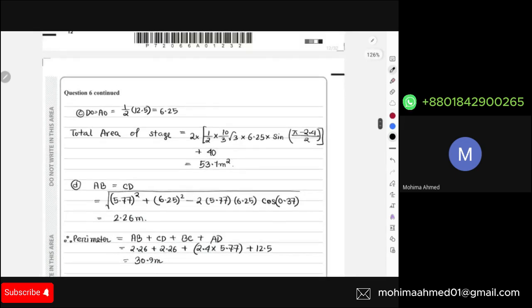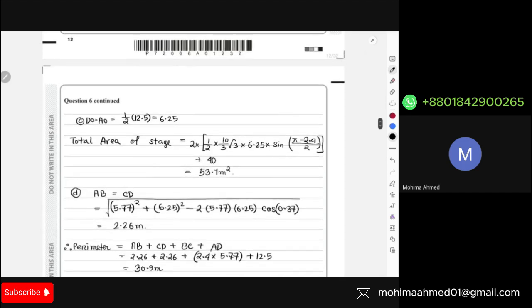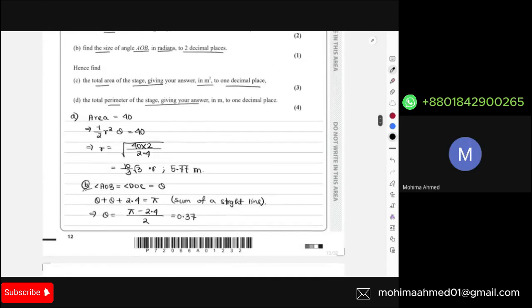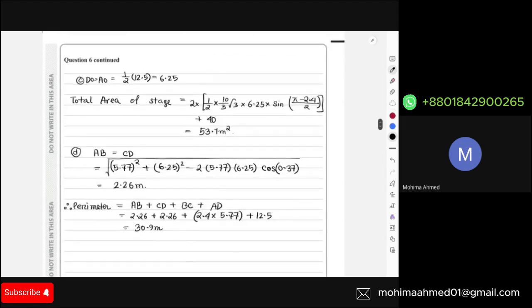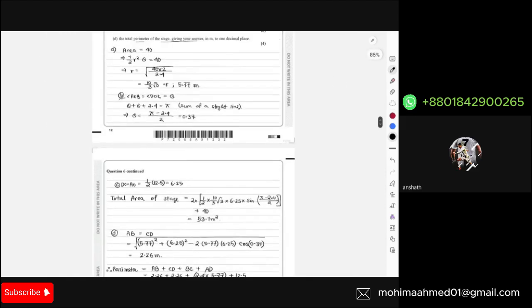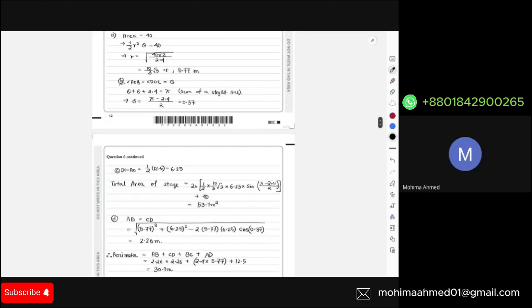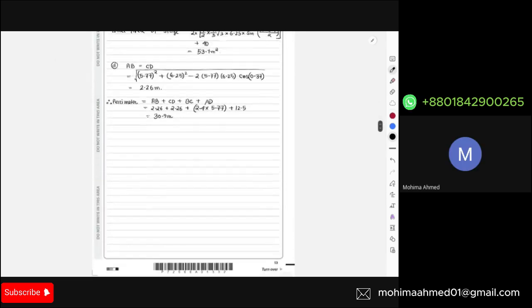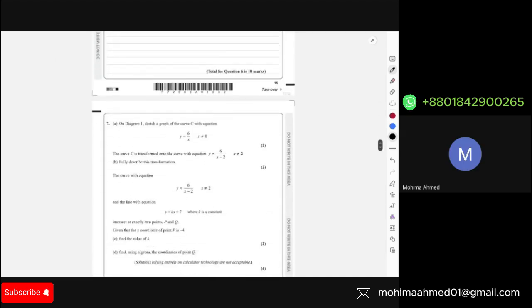Is this clear? Any problem from this entire question 6? No, miss. Anshat, Arif, any problem from this part? No, teacher. Okay, if there is not a problem, then we'll move on to question 7 quickly.